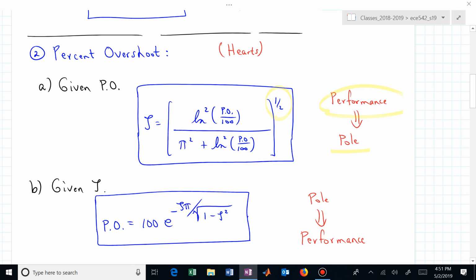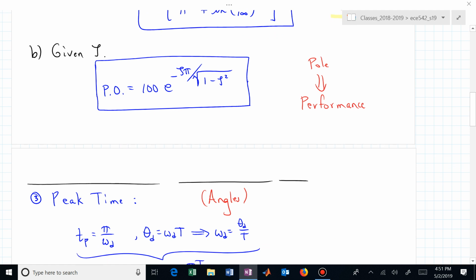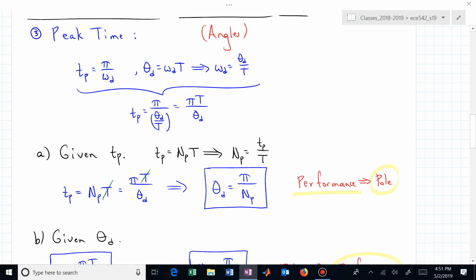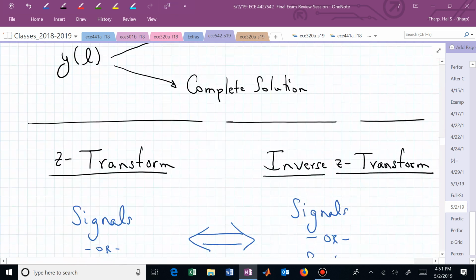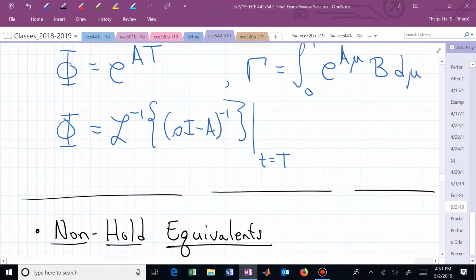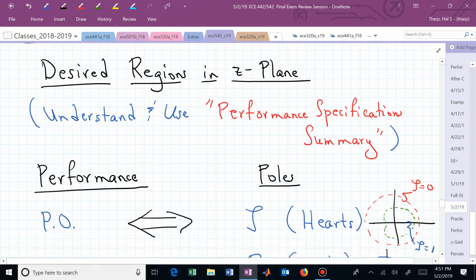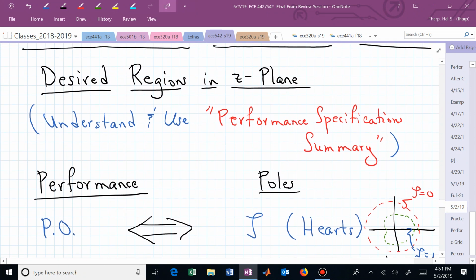And remember, these are all rules of thumb. These are not precise. In the z-plane, we have a lot of zeros and poles, and that kind of destroys a lot of this, but at least this gives us a start as to where to maybe think about locating poles or how to anticipate particular performance behavior from your system. So that's available, and you need to be comfortable with that. So that's what I mean by being able to understand and use these performance specification summary sheets.